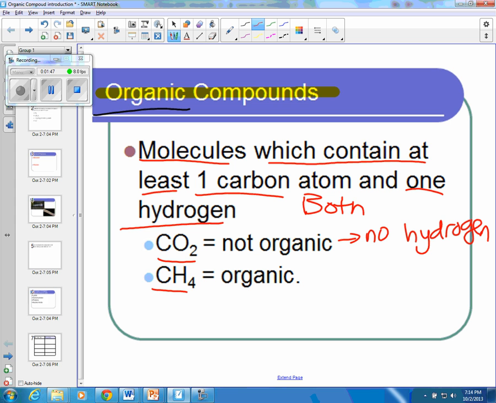CH4, on the other hand, is organic. And that's because, if we look over here, it has carbon and it has hydrogen. This is actually something called methane. And this is something which is very flammable and actually something that cows fart and burp, which is really bad for the environment. Just a little piece of information.